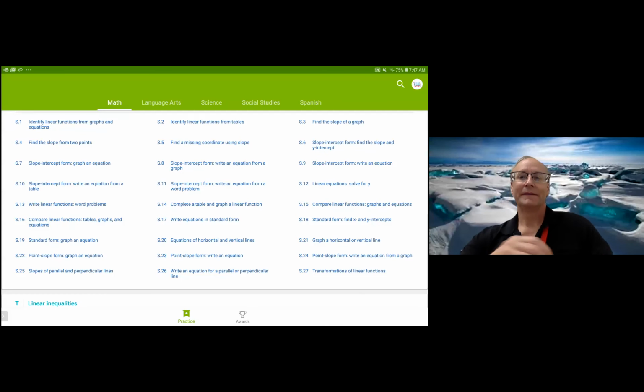Hi, everybody. The next section we're going to look at is section S.25, which is slopes of parallel and perpendicular lines. The general topic of this is called analytic geometry. It's where geometry and algebra kind of combine, or where they intersect.